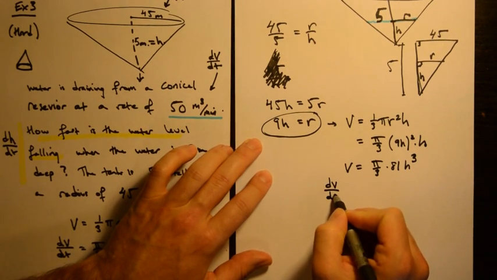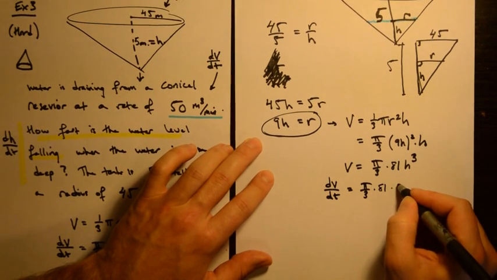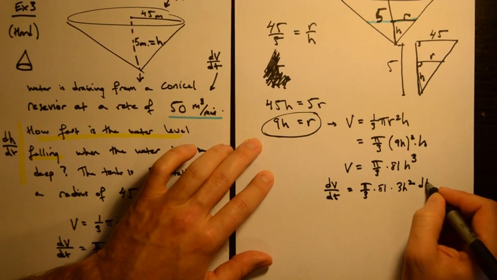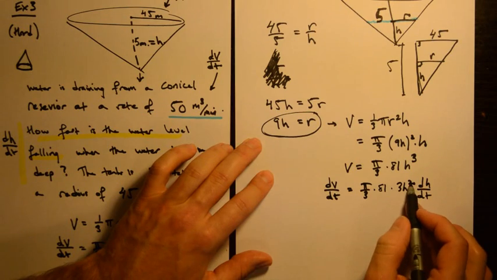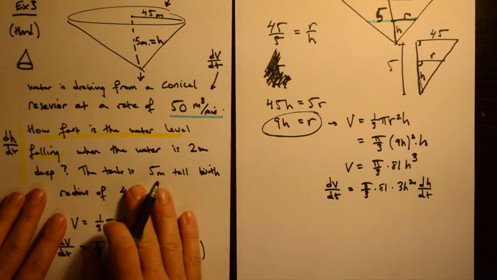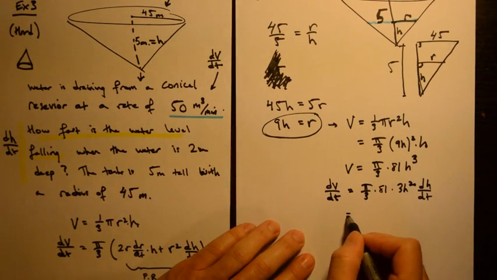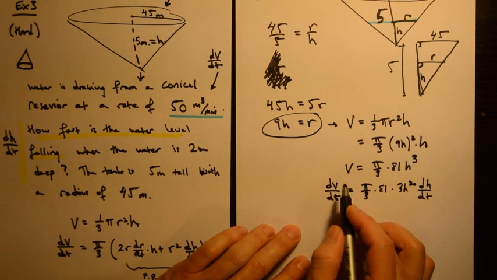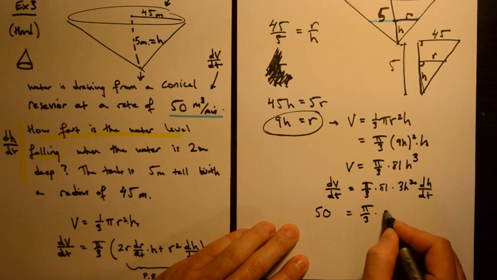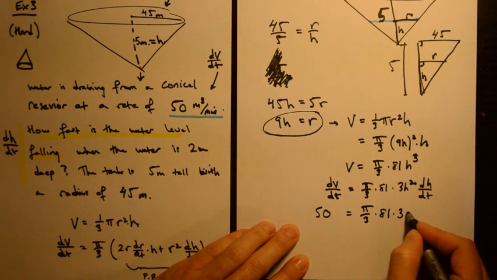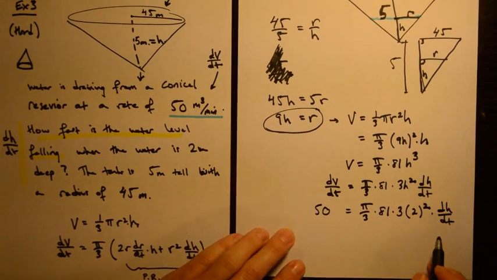So we get dV/dt is equal to pi over 3 times 81 times 3h squared dh/dt. This is the quantity that we want, and presumably we have this h. So we go back to the information. When the water is 2 meters deep, this is our h. So here we have dV/dt, the rate of change in volume, is 50 meters cubed per minute, is equal to pi over 3 times 81 times 3h squared times dh/dt.